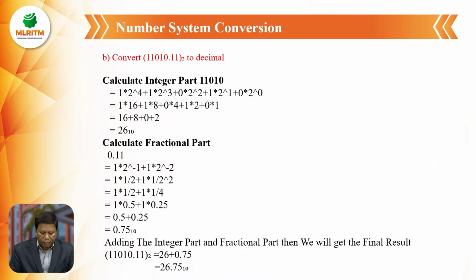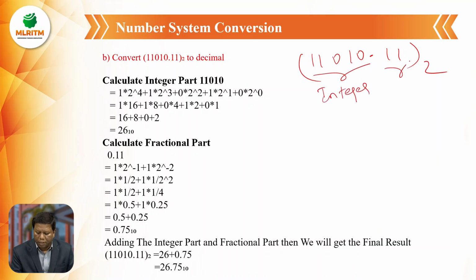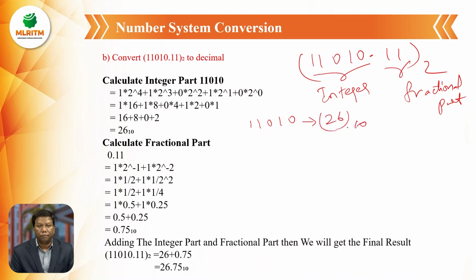Next example, converting 11010.11 to the base 2. Here we have two parts. The first part is the integer part. The second one is the fractional part. First calculate the integer part. 11010 will get the value 26 to the base 10. Okay, now the fractional part.